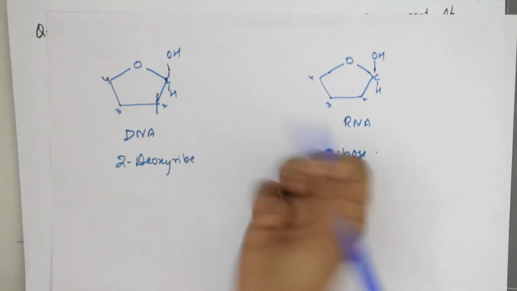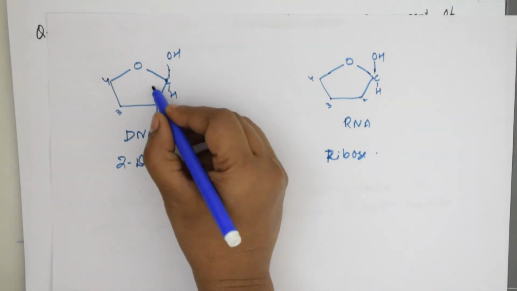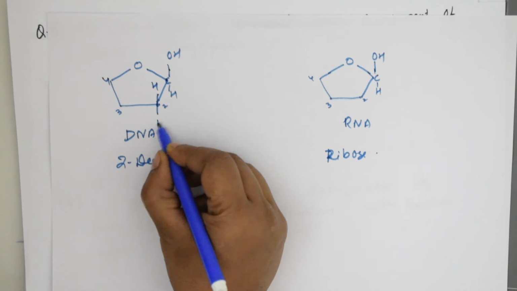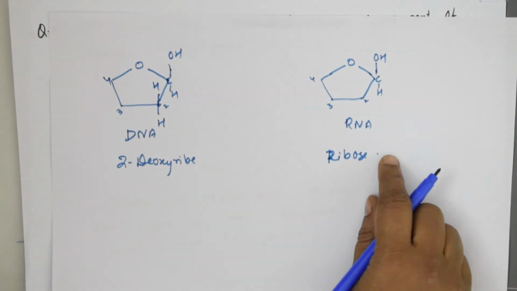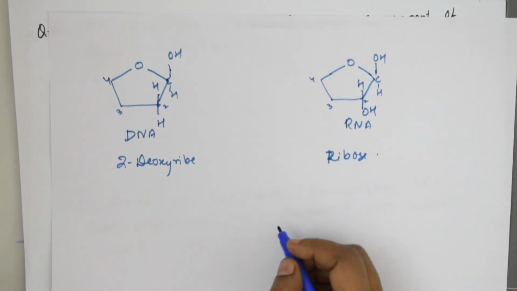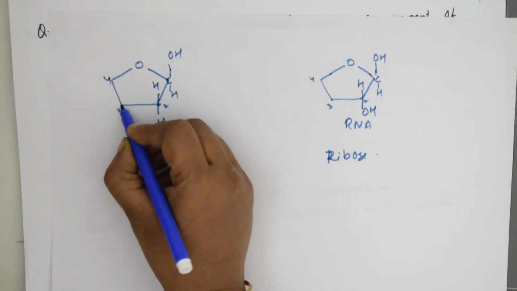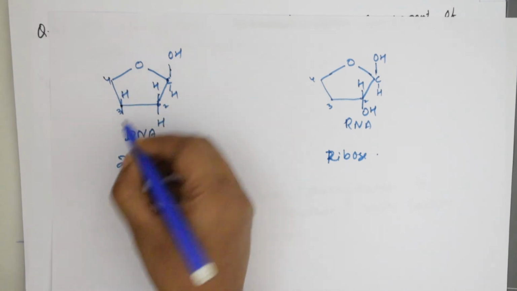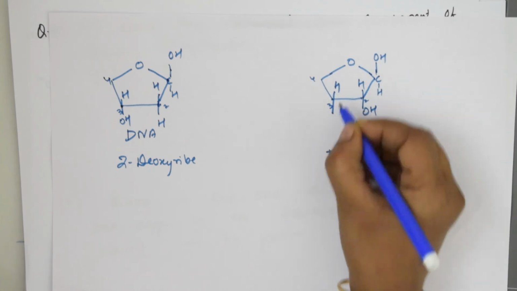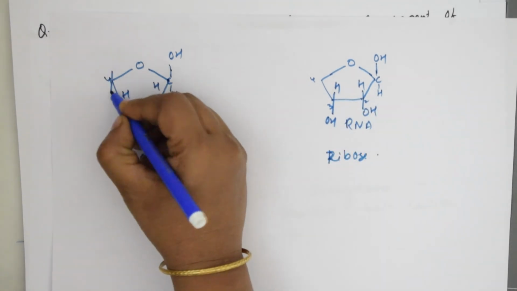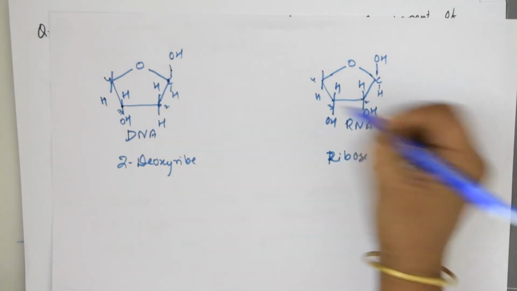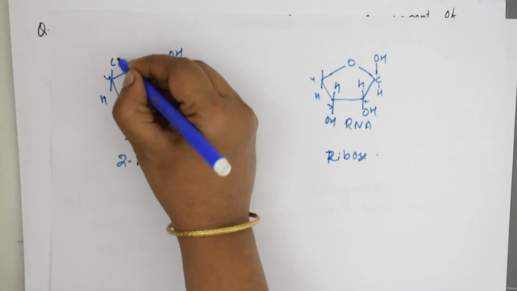In the second carbon, you have to be careful. In deoxyribose, you have hydrogen, both hydrogens. In ribose, you have hydrogen here and OH here. In the third carbon, you have hydrogen here and OH. Here also in the third carbon, you have hydrogen and OH. In the fourth carbon, you have hydrogen down, and this becomes the fifth carbon now.